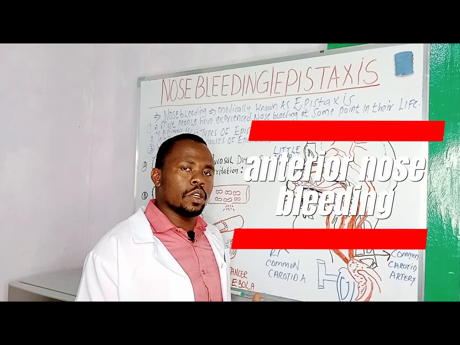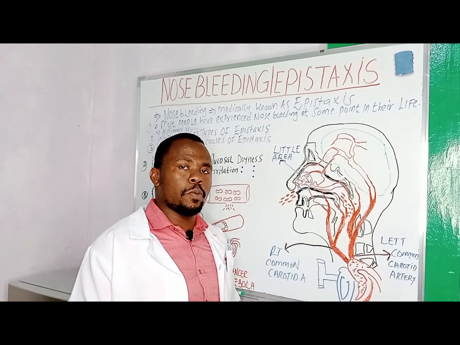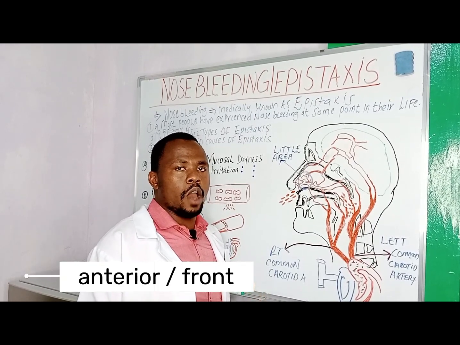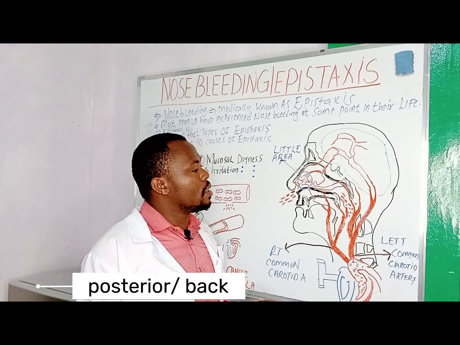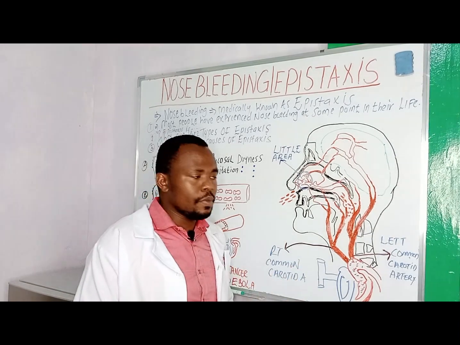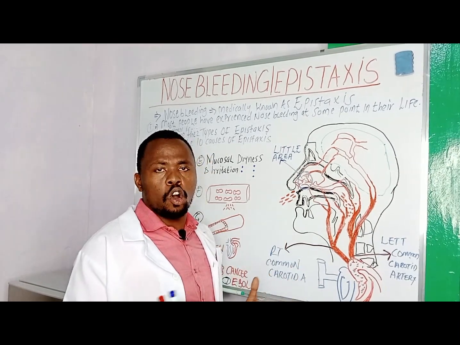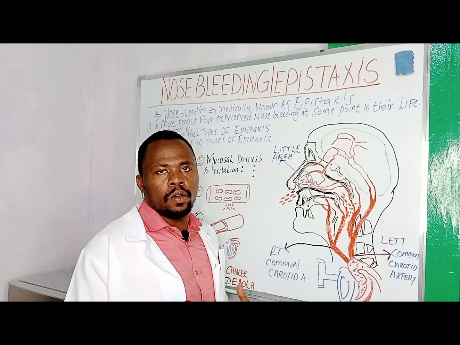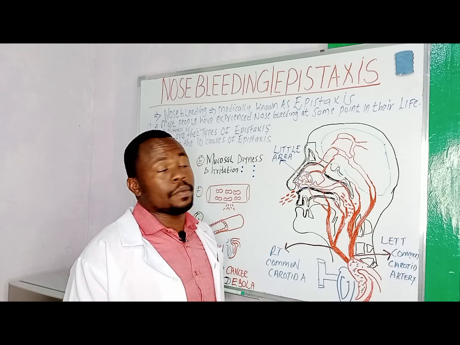One, we have anterior nose bleeding. Two, we have posterior nose bleeding. Anterior means front and posterior means back. Anterior nose bleeding is more common. It accounts for around 90% of nose bleeding cases.